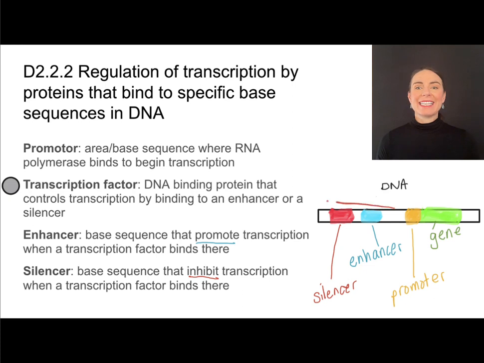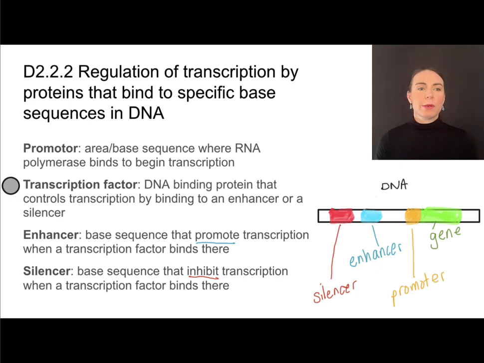Let's take a look at this section of DNA. So we've got a gene. A gene is a segment of DNA that codes for a specific protein. And we've got the promoter region, which is a base sequence to which RNA polymerase would bind so that it knows where transcription should begin. Upstream of that gene, so before it, we have regions called silencers and enhancers. And these are regions where a transcription factor could potentially bind. So transcription factors are proteins that can either inhibit or promote transcription.